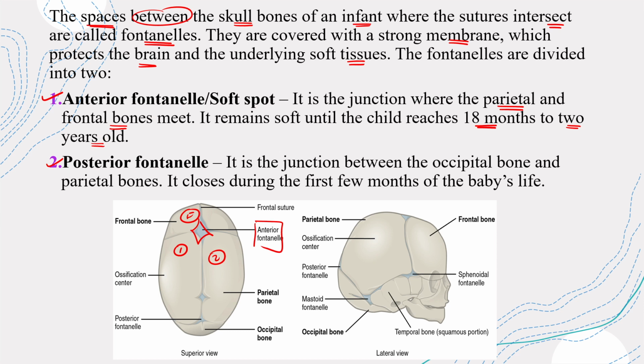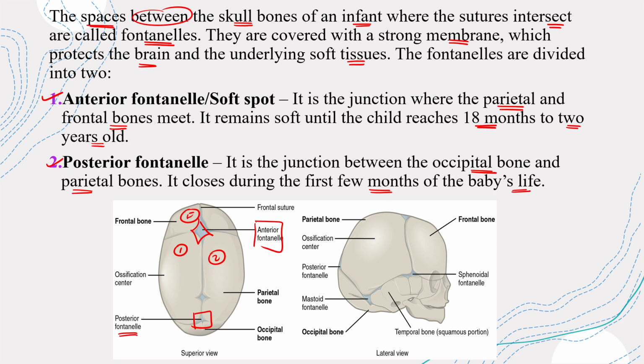Now coming to the posterior fontanelle, it is the junction between the occipital bone and parietal bone. You can say the parietal bone is the middle bone. When the parietal bones join the frontal bone, it's the anterior fontanelle, and when the parietal bone joins the occipital bone, it is known as the posterior fontanelle. Here you can see this junction is your posterior fontanelle. It closes during the first few months of the baby's life.